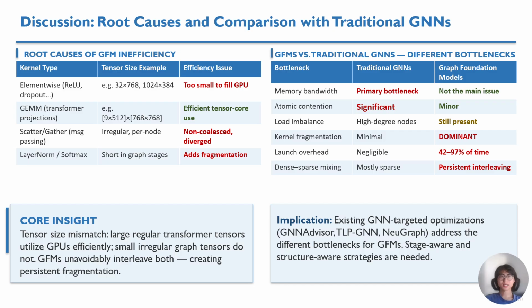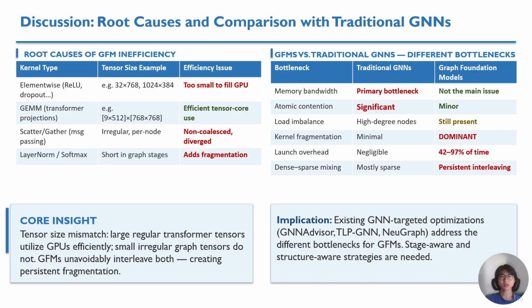Now let's tie together all the 3 findings and compare GFMs to traditional GNNs. The root cause is tensor size mismatching. Transformer matrix multiplications use large regular tensors that fully utilize tensor cores. Graph operations produce small irregular tensors that cannot fill the GPU. GFMs interleave both, creating persistent fragmentation.